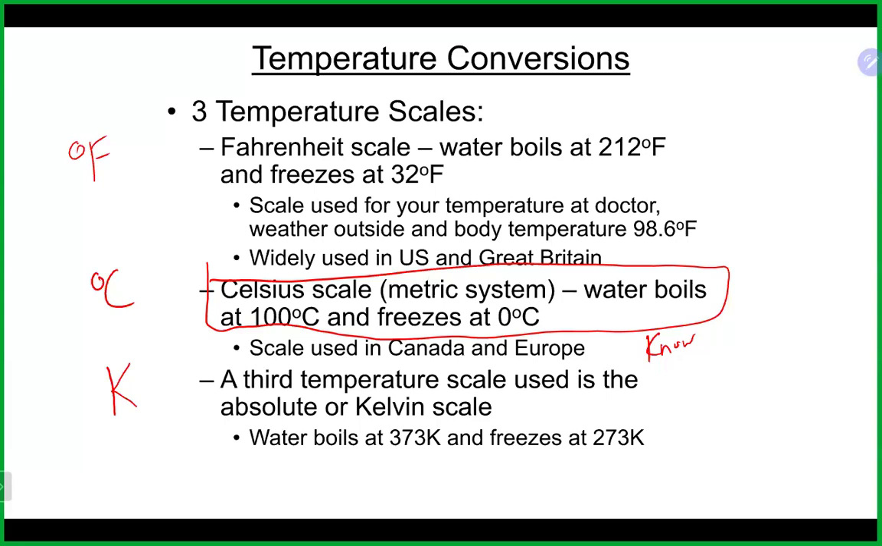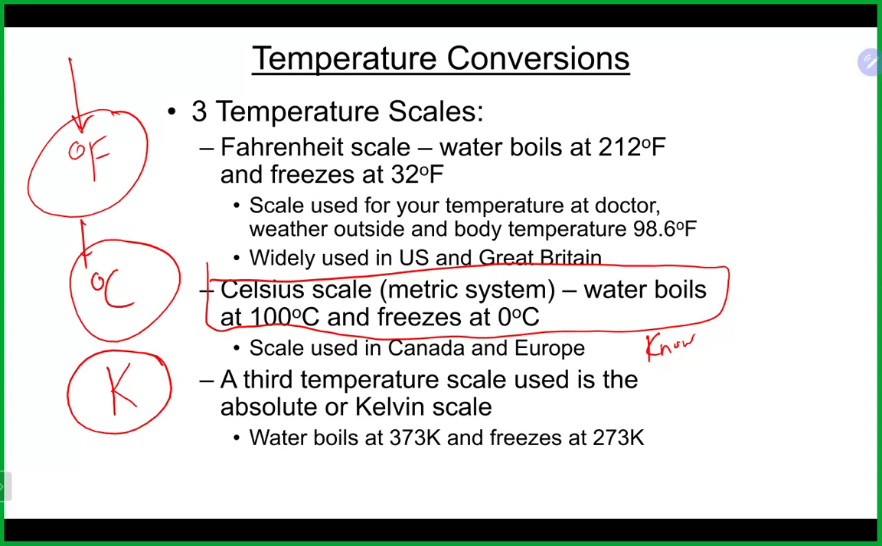Now, there is a difference in terms of how we also write the symbols. For Fahrenheit and Celsius, we do include the degrees symbol. For Kelvin, we do not. So it is just Kelvin. So it's something like 373 Kelvin. It's not 373 degrees Kelvin or anything like that. So we don't use the degrees symbol there for Kelvin, but we do use it for the others.